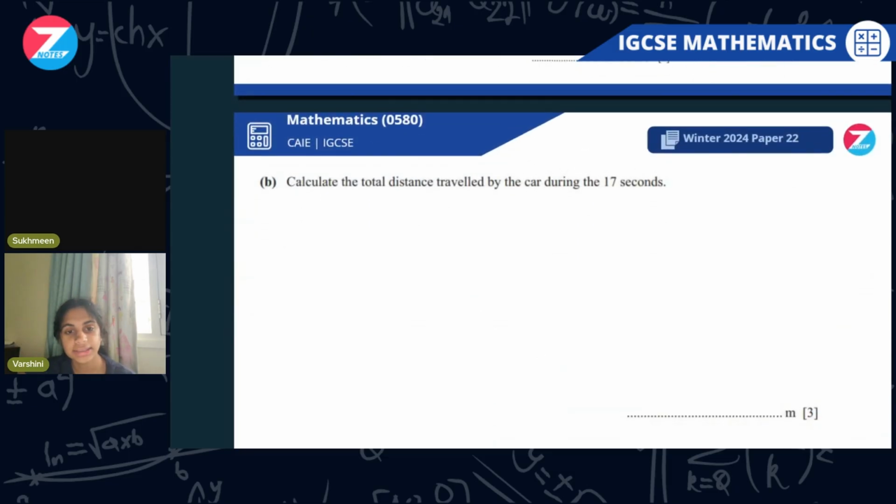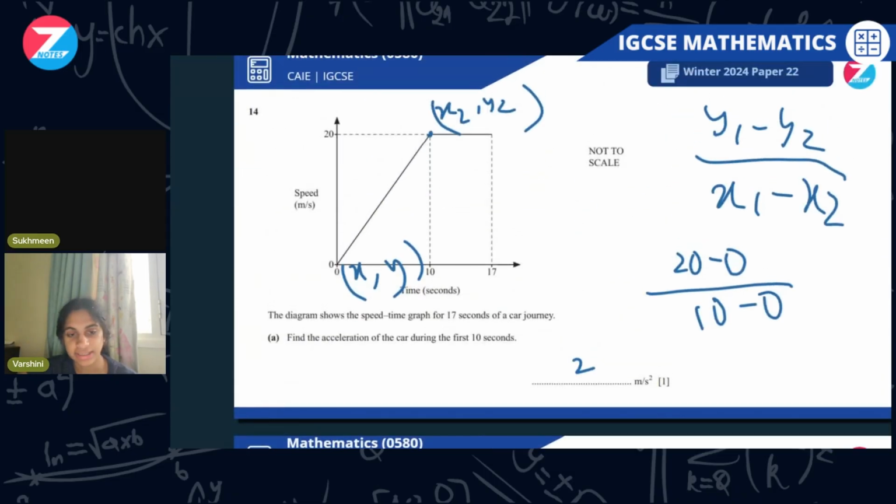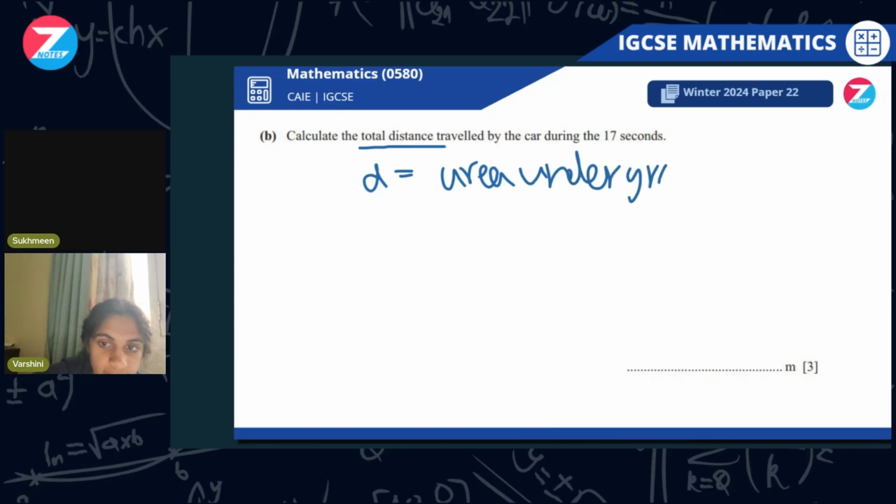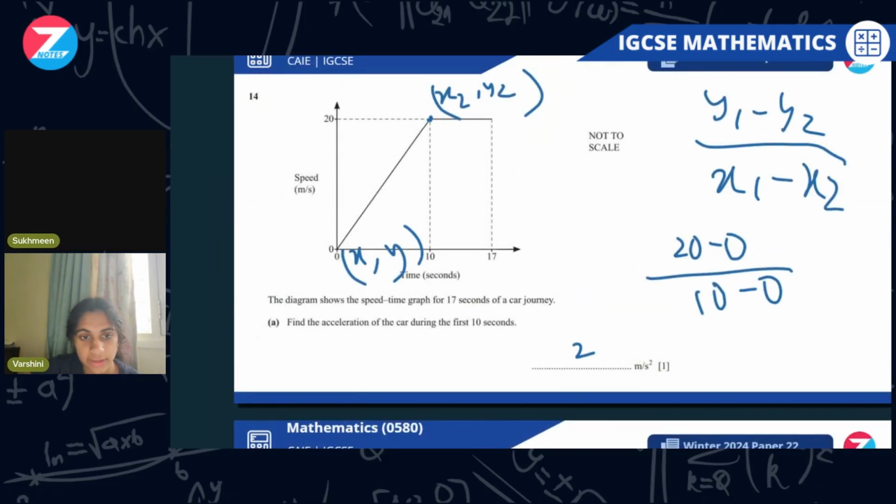Okay, calculate the total distance traveled by the car during the 17 seconds. We want the total distance. We also know the distance is the area under the graph. D equals area under the graph. And over here, we just need the area under this section plus the area under this section. And we want it for 17 seconds, not just for 10 seconds. Remember, we also want this part. So this area is easy to calculate.